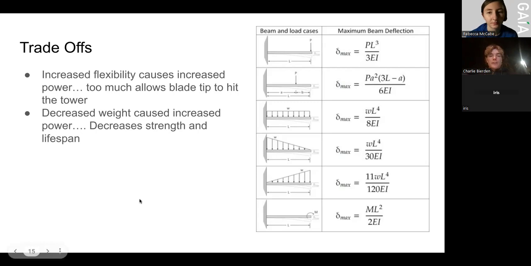Another one might be decreased weight. Choosing a material that's lighter allows the turbine to spin faster, coinciding with increased power generation. But this typically decreases strength and lifespan. So you want to optimize the amount of tip blade deflection that you have, while also finding a material that's not too expensive, but also strong, and maybe also has a low density, a light blade.